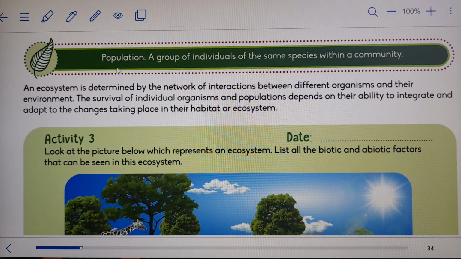These definitions highlight certain things you need to study and know them. An ecosystem is determined by a network of interaction between different organisms and their environment. The survival of individual organisms and populations depends on their ability to integrate and adapt to the changes taking place in their habitat or ecosystem.